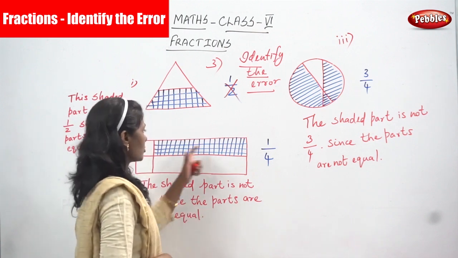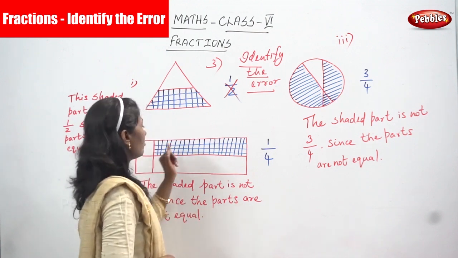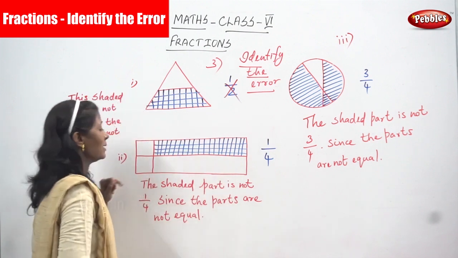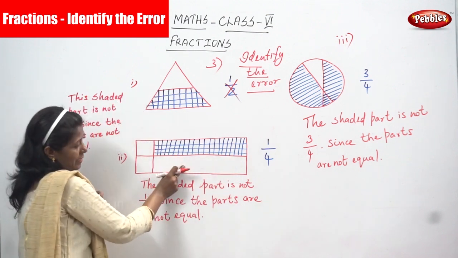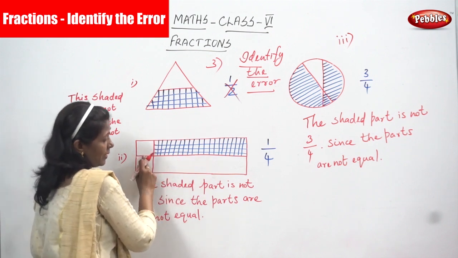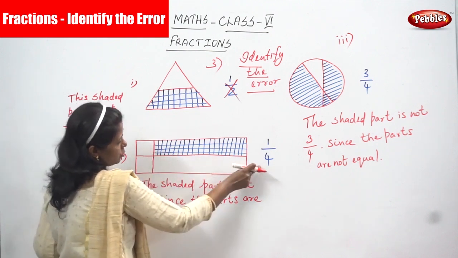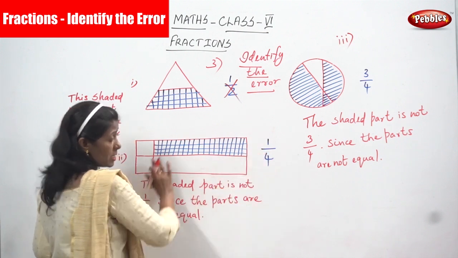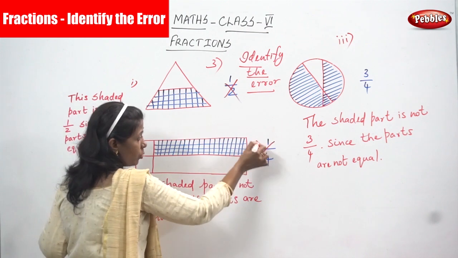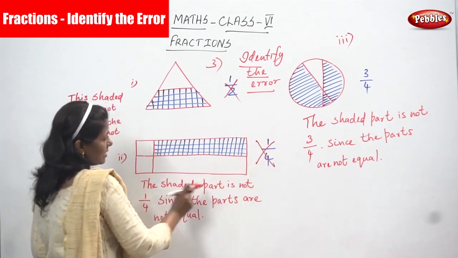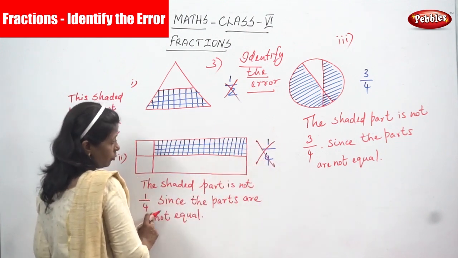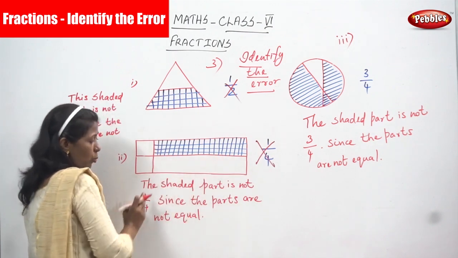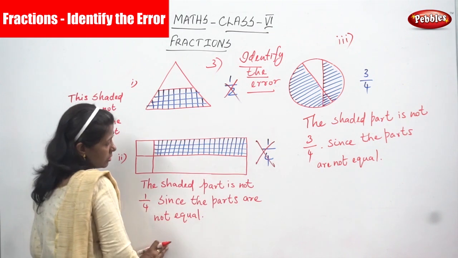And the next diagram is a rectangle. 1, 2, 3, 4 parts. I cut into 4 parts, but these 2 parts are similar and these 2 parts are similar. This is a larger part, this is a smaller part. The total number of parts is 4 and I shaded only one part, so I have written 1 by 4. But this is not 1 by 4. While you see it looks like 1 by 4, exactly it is not 1 by 4 since the parts are not equal.